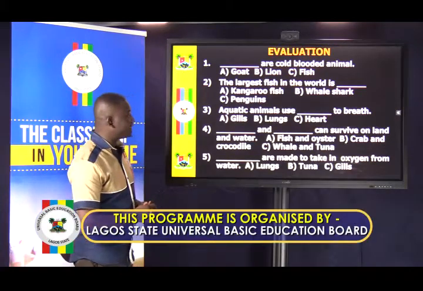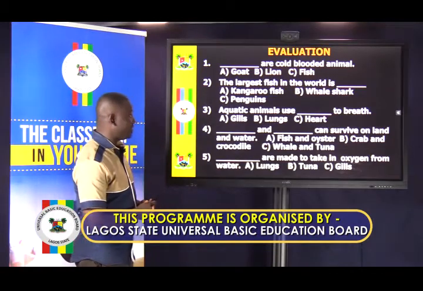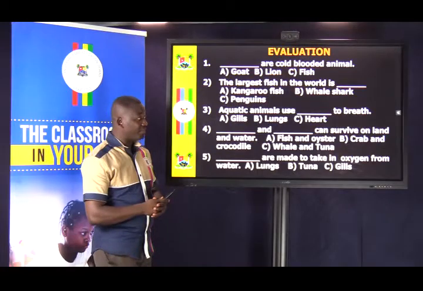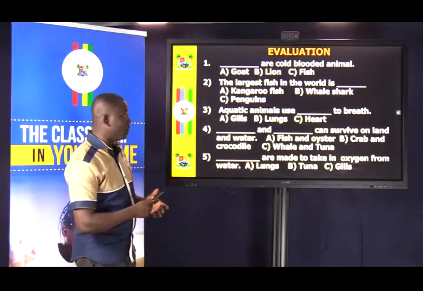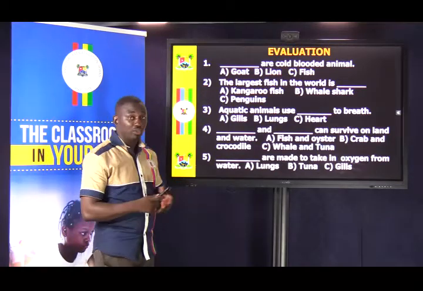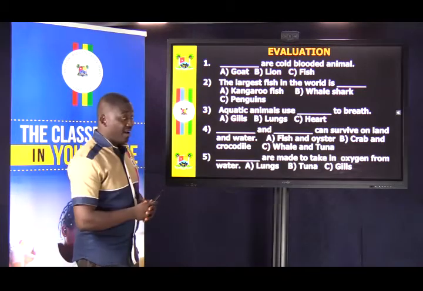Dash and dash can survive on land and water. Fish and oyster, crab and crocodile, whale and tuna. Which of these animals can survive both on land and in water? I believe you've done that.